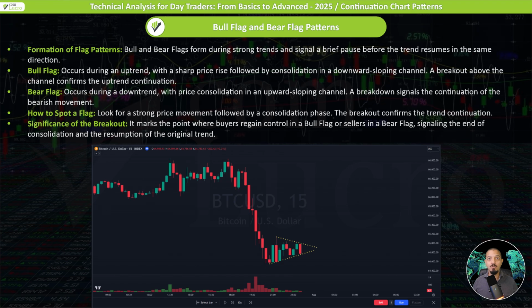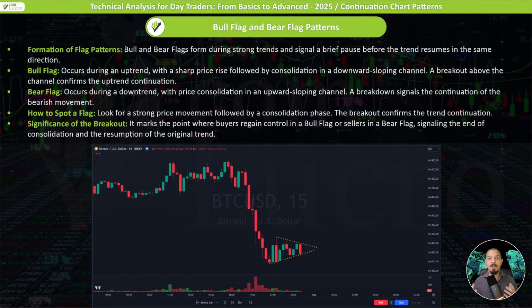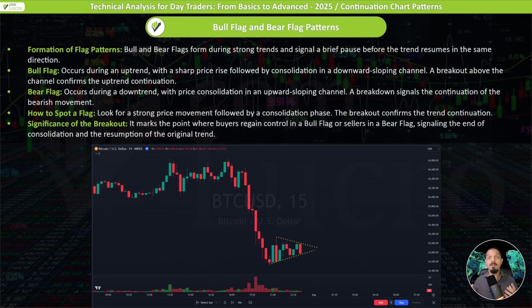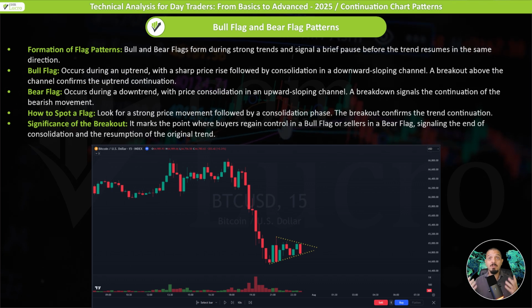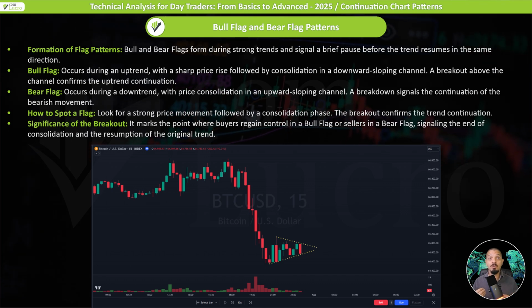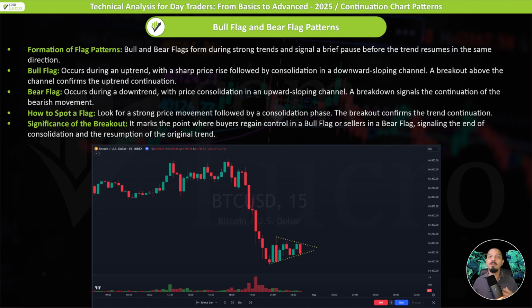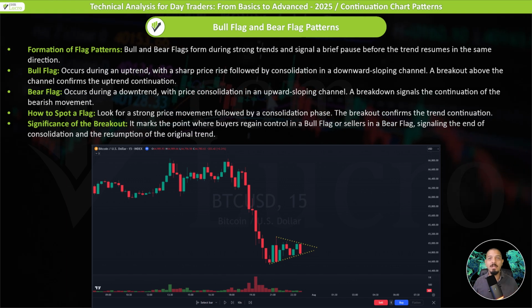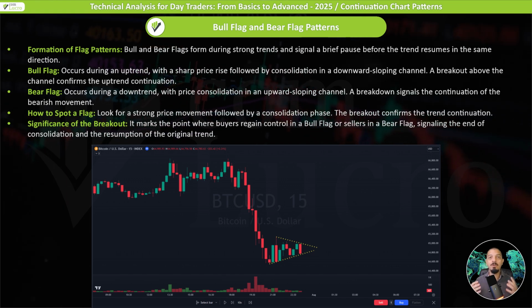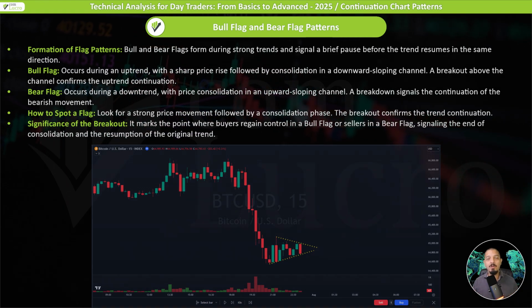To spot a flag, look for a strong price movement followed by a consolidation phase. The breakout from this consolidation confirms the continuation of the trend. The breakout is crucial as it marks the point where buyers regain control in a bull flag or sellers in a bear flag, signaling the end of the consolidation and the resumption of the original trend.